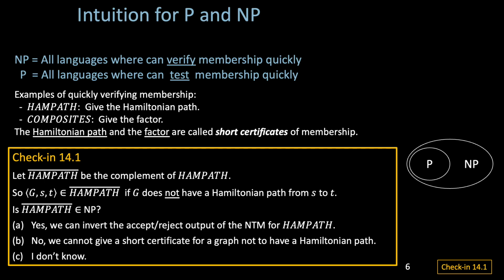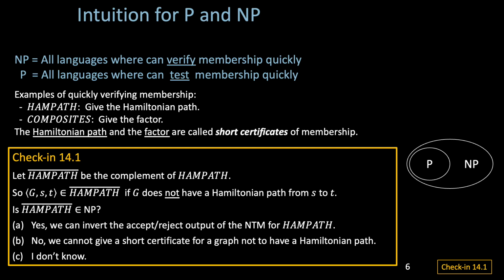Thinking back to that computation tree, looking at the first answer choice, it says, yes, we can invert the accept-reject output of the NTM for HamPath. This answer is false because, thinking about those branches, many of them are going to be no, some of them are going to be yes. If you want to check that it's no, you actually have to check all of the different branches. To be clear, I have to give you every sequence of M nodes and you have to check all of them and be convinced that all of them are no. So you don't really get to save any time that way.